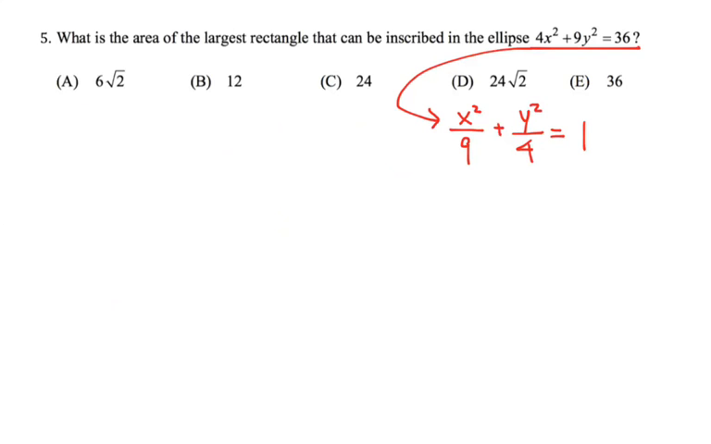Now, simply put, the x values will be 3 and negative 3, and y values will be 2 and negative 2. So we'll end up having an ellipse that looks something like this.